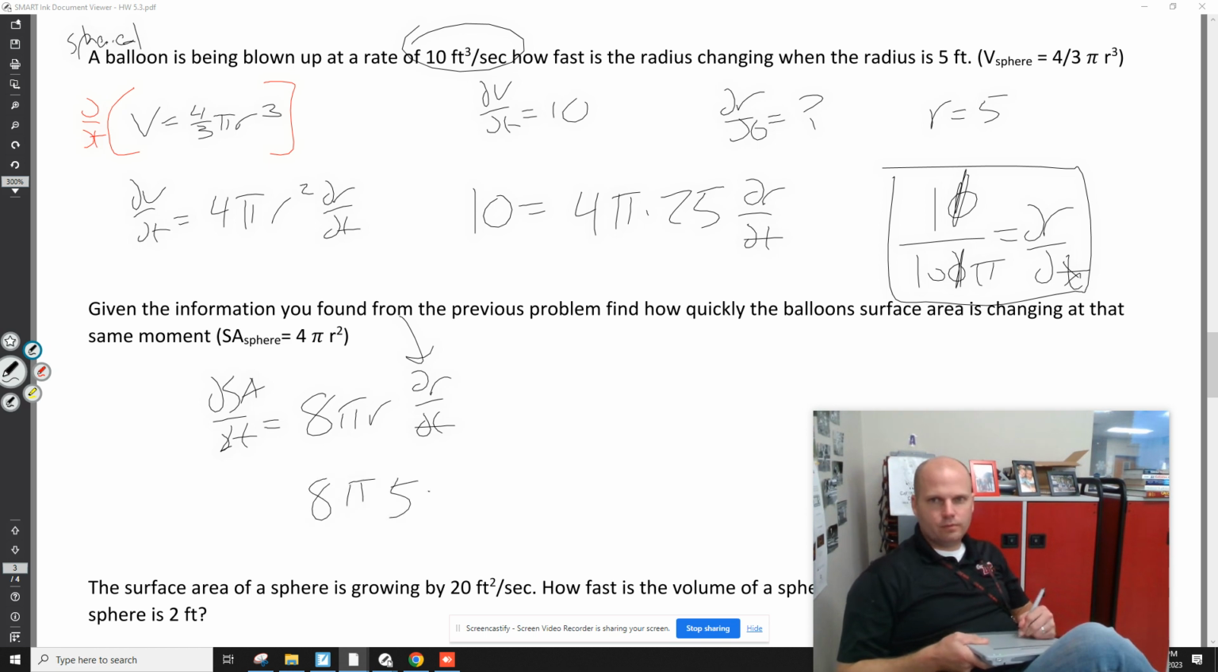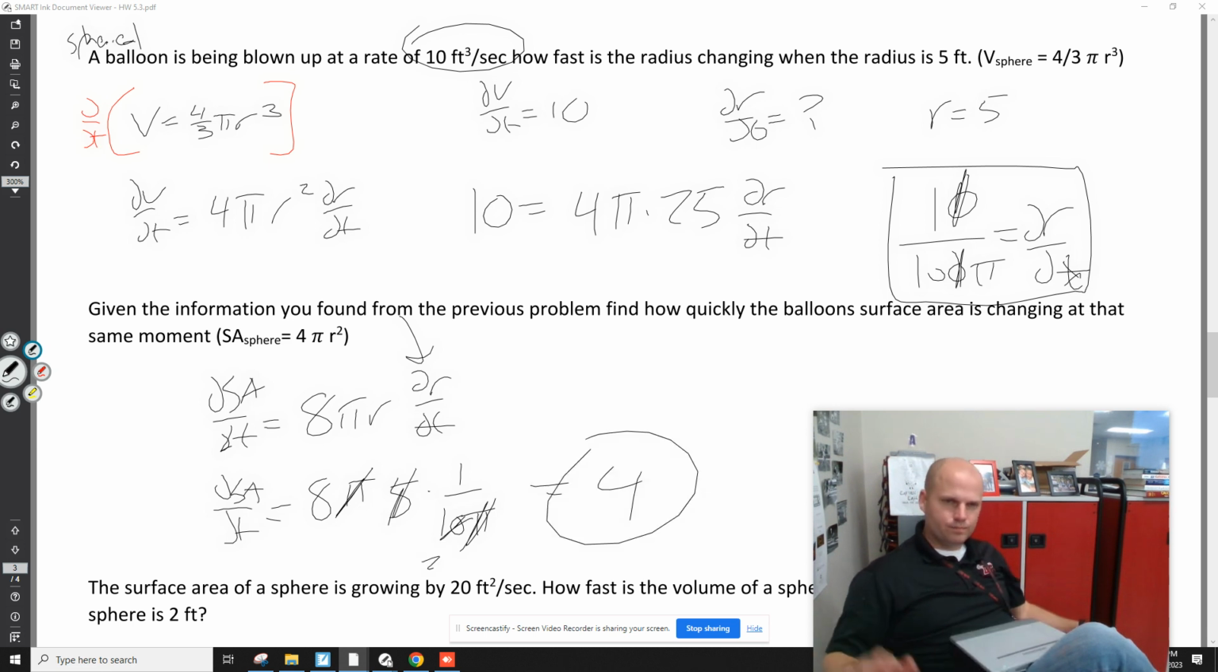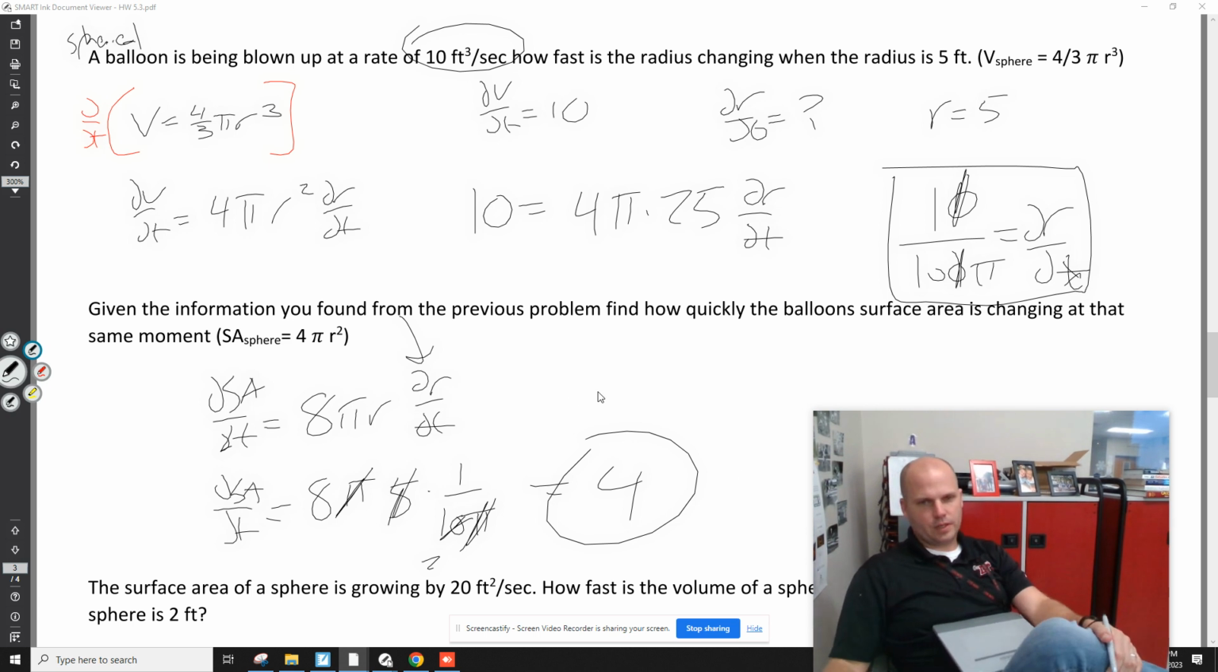R was 5. dr dt is 1 over 10 pi. I just found that. That's an example of doing two things at once. The pi's will cancel. 5 turns that into a 2. You get 4. All right. Yep. 40 pi over 10 pi.